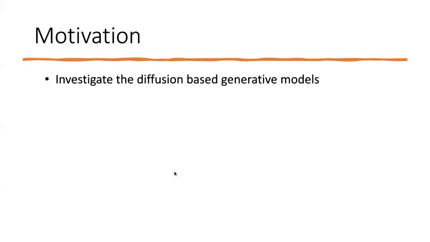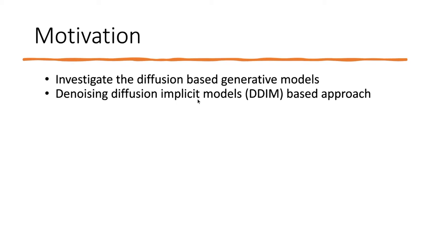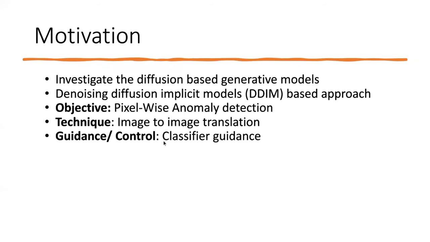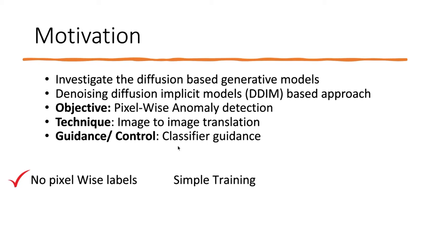To address these limitations, we have a motivation. We investigate the diffusion-based generative models, denoising diffusion implicit models, in other words, the DDIM-based approach. The objective is pixel-wise anomaly detection. The technique we use is image-to-image translation, with classifier guidance as the guidance control. In this method, no pixel-wise labels are needed, which overcomes one of our major limitations. It is also simple. And the last one is quality anomaly mapping, because in medical images, this is one of the critical areas.